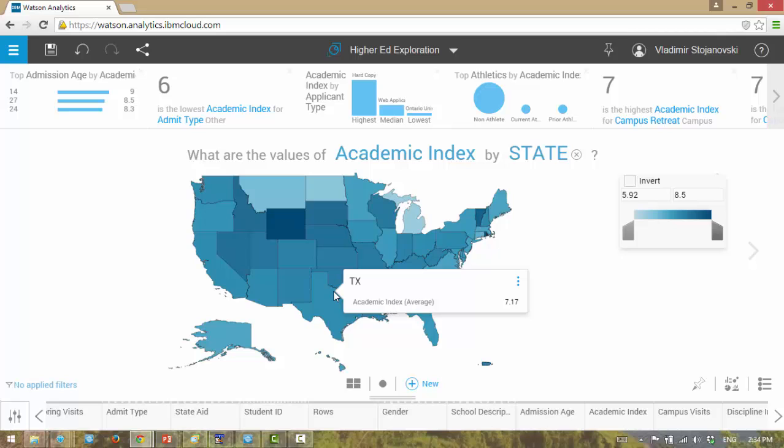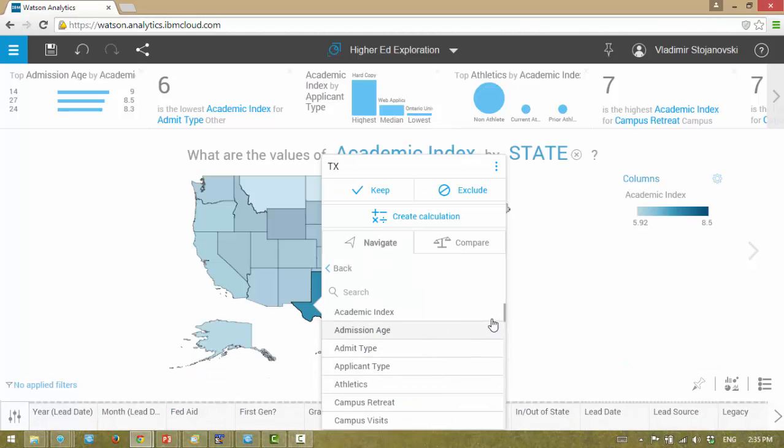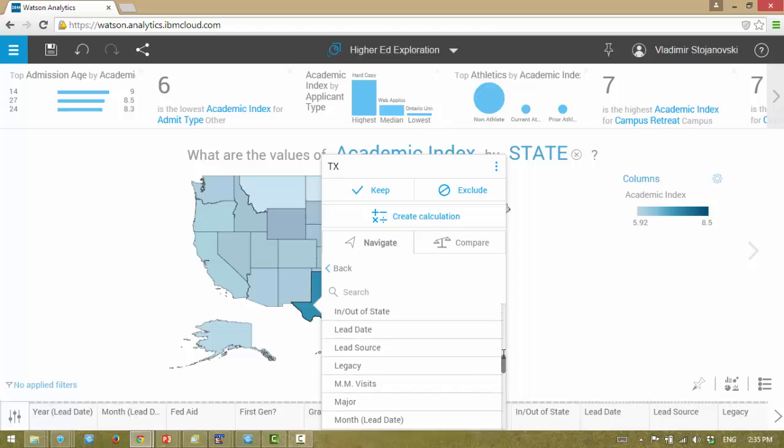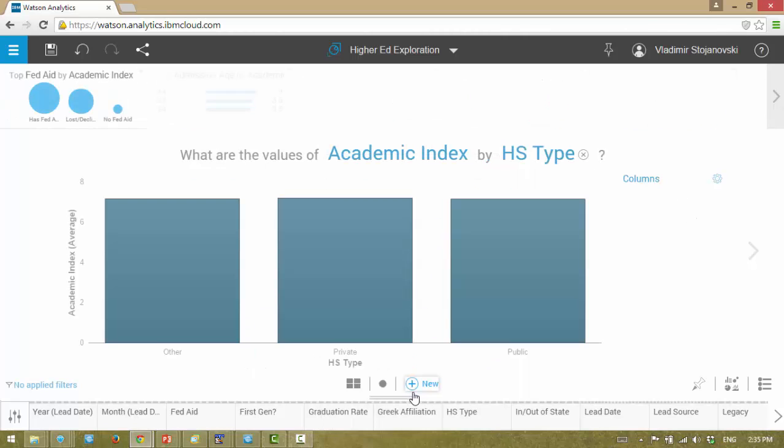So from here, we can drill through to anywhere else in the data. For example, I may want to understand how private schools versus public schools are doing in terms of academic index for this particular state. So here, I will right-click, and I will drill through to any of the other data points. And here's high school type. So now we can look at the academic index for the state of Texas by high school type.